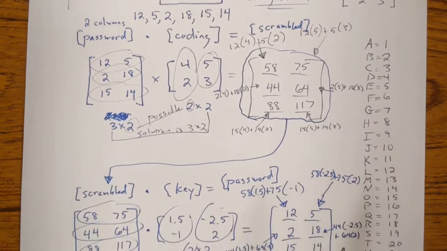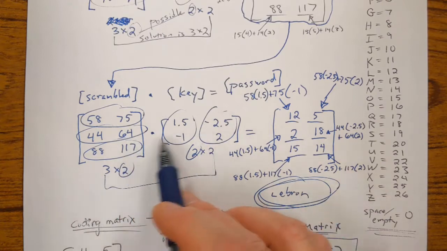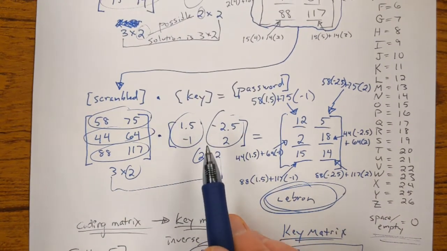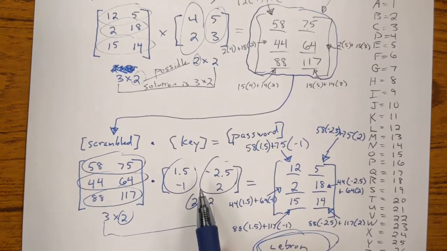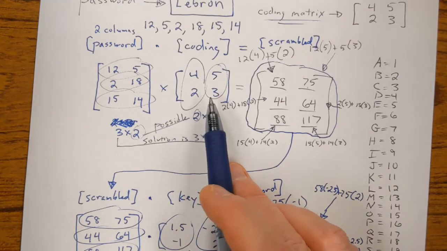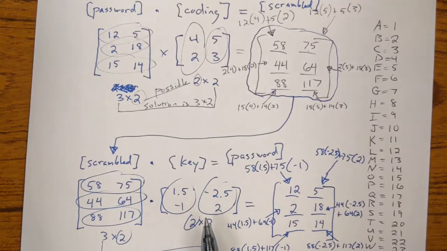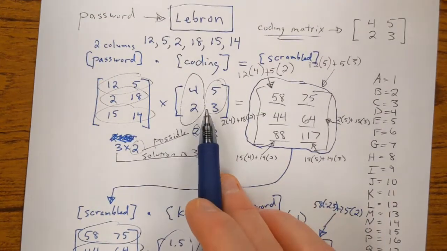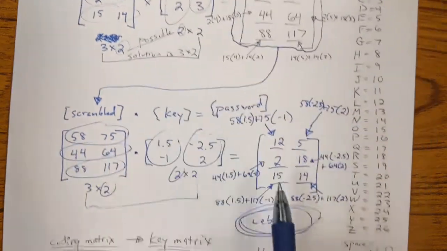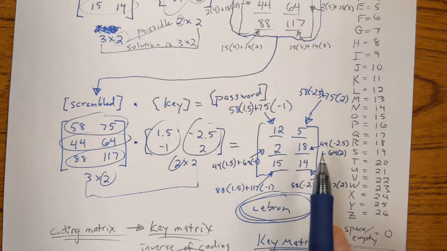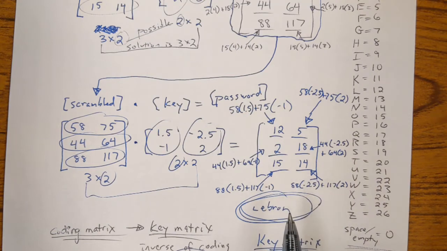So what have we come up with instead? We've come up with an inverse matrix. An inverse matrix will always undo the multiplication that was done with an original matrix. And so this inverse matrix, when I multiply, undoes the multiplication that was done here, and it brings me back to my original password, 12, 5, 2, 18, 15, and 14.